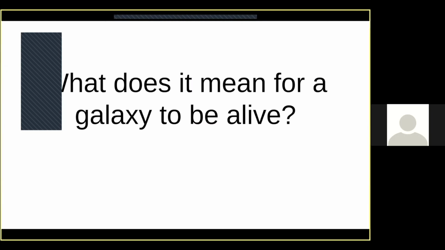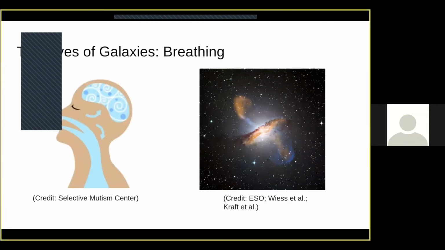Now, this is a talk about how galaxies die. So to talk about how they die, we have to talk about what it even means for them to live. And the way that I like to think about galaxies is that they are essentially breathing objects. They have gases that flow into them and out of them, and those gases are responsible for how that galaxy evolves and changes over time.